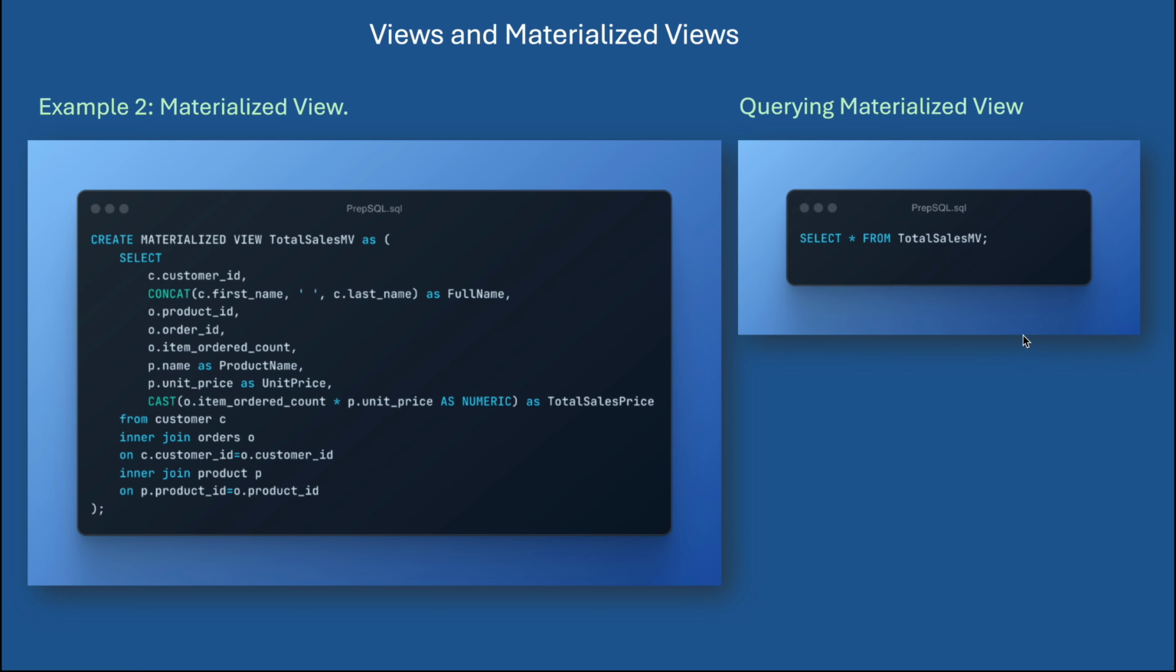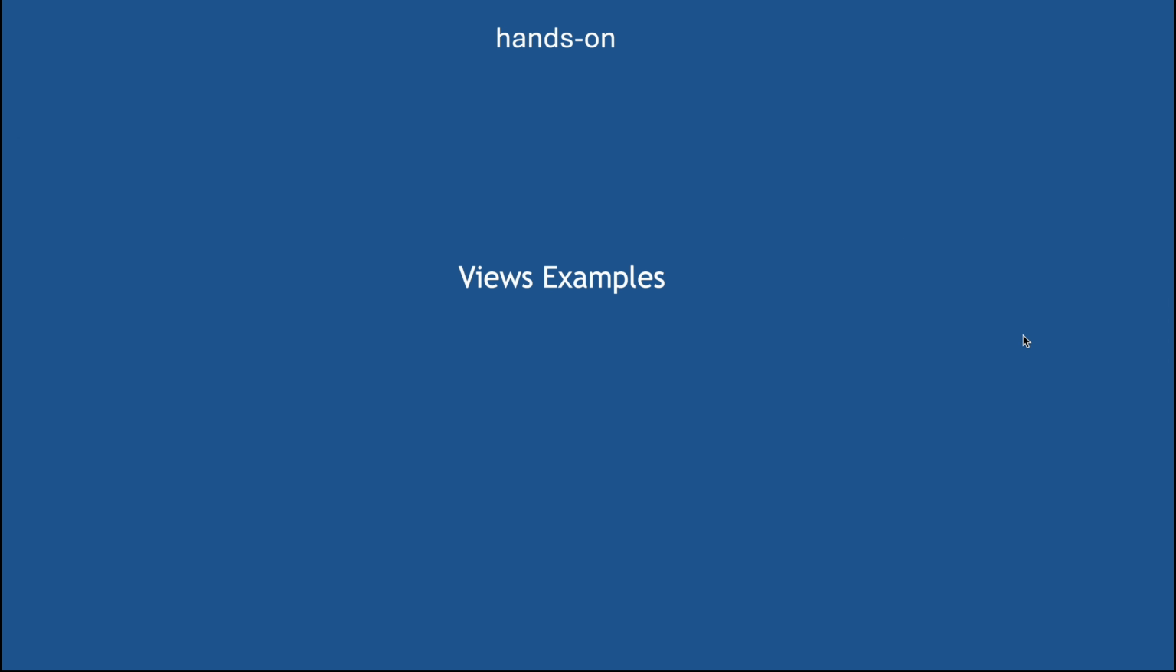So same as querying a materialized view is simple to querying a normal view. We just do select asterisk from and the materialized view name, in this case total sales MV. MV is standing for materialized view. So now let's look at the hands-on example on views, and we will open up our Postgres PG admin interface and then write some views.